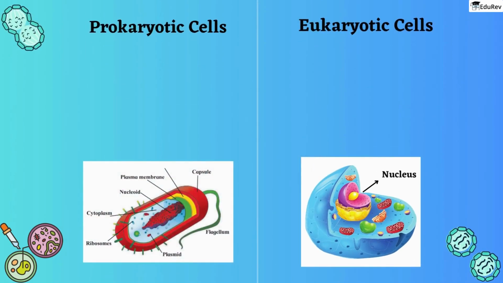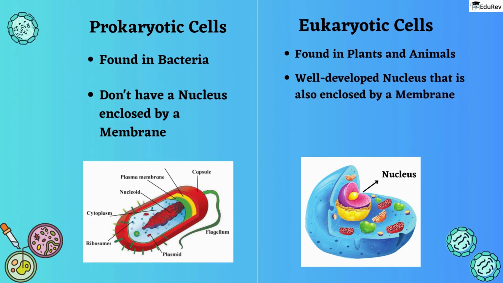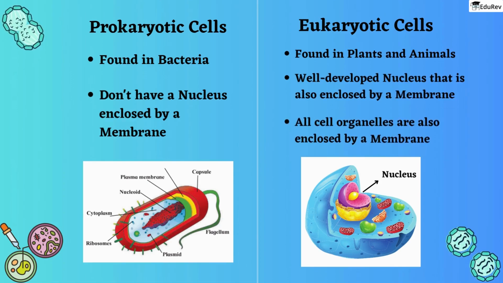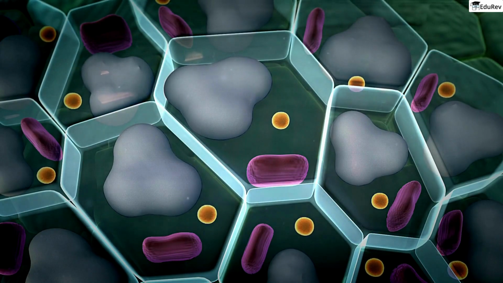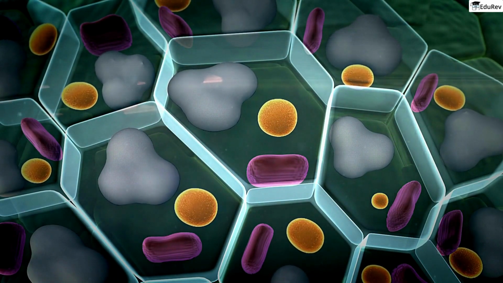Prokaryotic cells are like the ones found in bacteria, and they don't have a nucleus enclosed by a membrane. On the other hand, eukaryotic cells are found in plants and animals and have a well-developed nucleus that is also enclosed by a membrane. And all the cell organelles that are present in eukaryotic cells are also enclosed by a membrane. Have you ever wondered what fills up the space between the cell membrane and the nucleus?